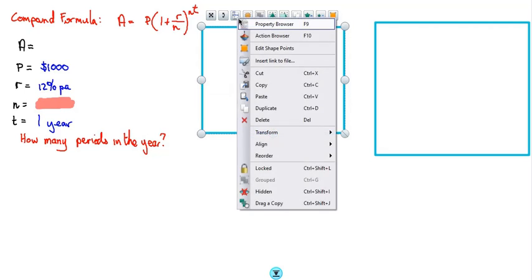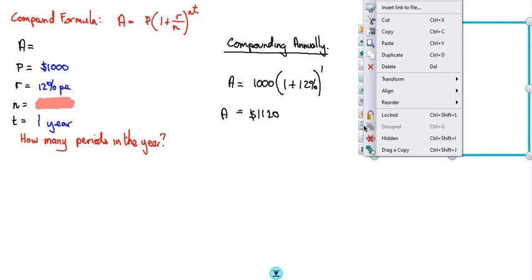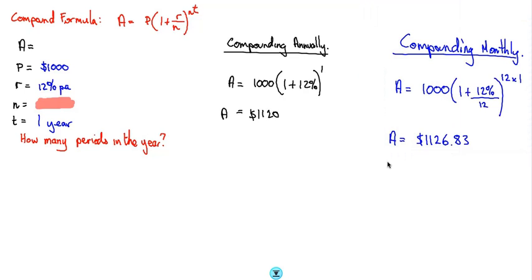If it was compounding yearly, then we would just do 1,000 and in brackets 1 plus 12% to the power of 1, which is $1,120. Not bad. If it is compounding monthly, then we do 1,000 plus 12% divided by 12. Now, important. That is 12%. That's not just 12. So when you're calculating, you use the percentage button. And then to the power of 12 times 1, because there are 12 compounding periods in a year, and we're doing this for 1 year.